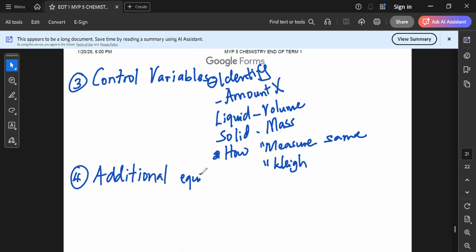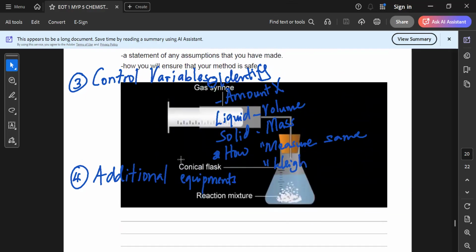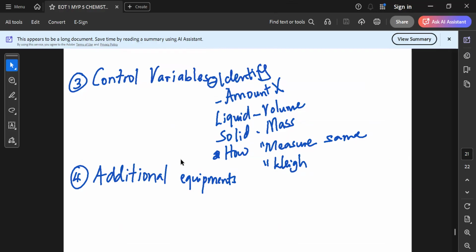Additional equipment, what do you need? On these experiments, most of them normally have a drawing like this one right here. That means that from here, you have seen what they want, what they are using, but they're asking you, what do you think you will need that is not shown here? The trick for that normally depends on which experiment, which apparatus or equipment will you need to keep the control variables the same.